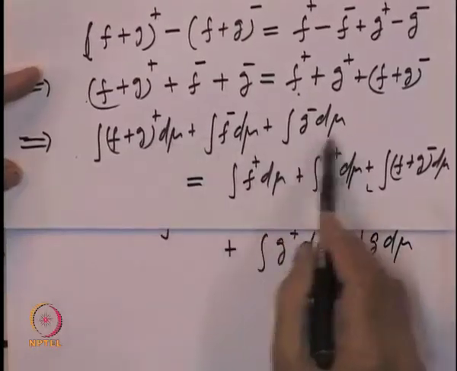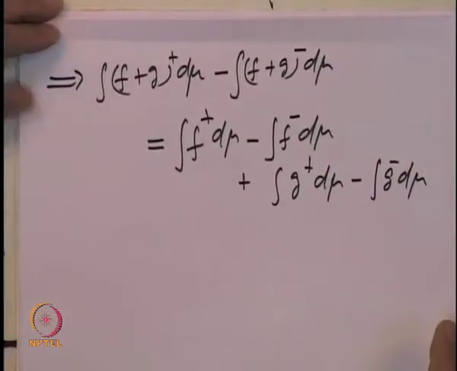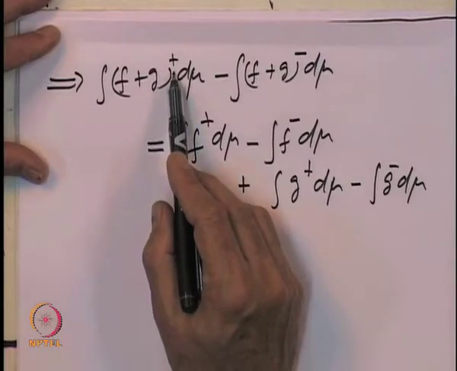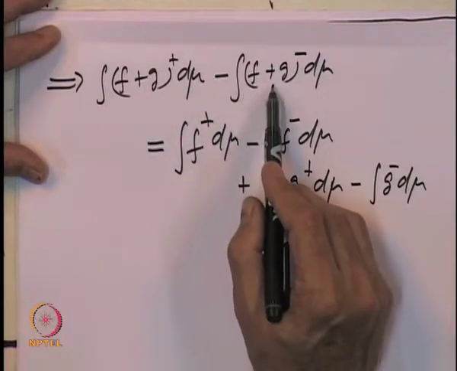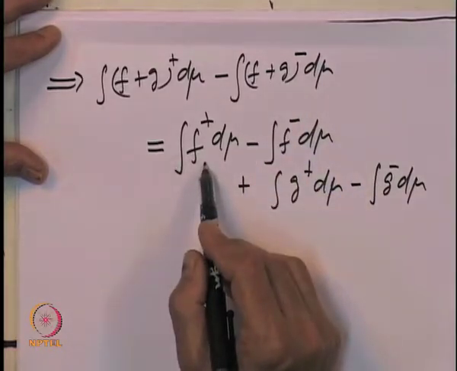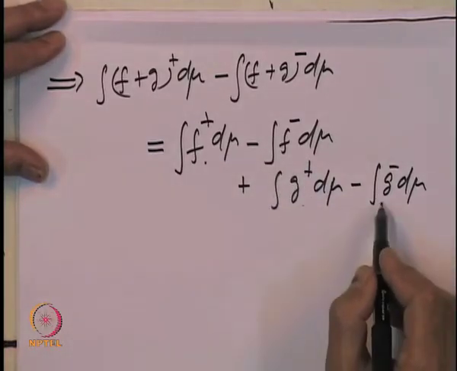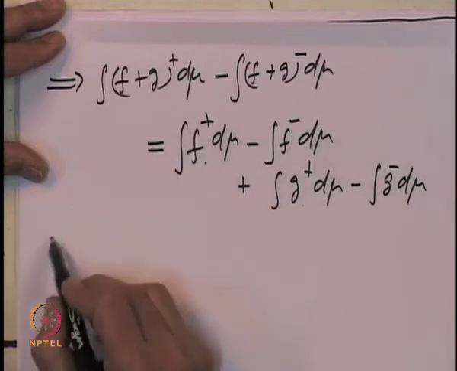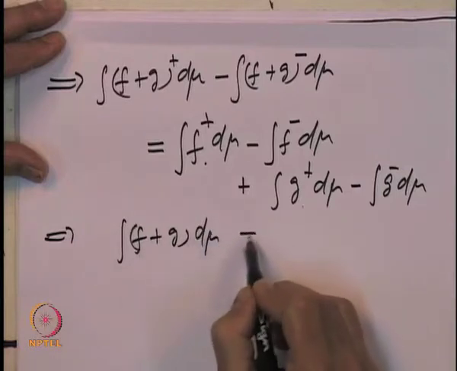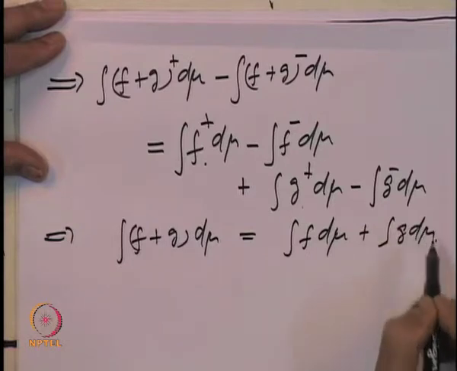So, this rearrangement of the terms once again gives you that the integral of (f+g)^+ d mu plus the integral of the negative part of f plus g is equal to integral of f^+ minus integral of f^- plus integral of g^+. And now, by the definition, the left hand side is nothing but integral of (f+g) d mu, and the right hand side is integral of f d mu plus integral of g d mu.